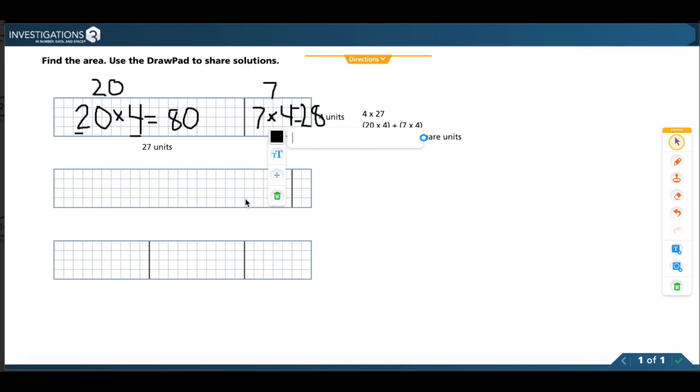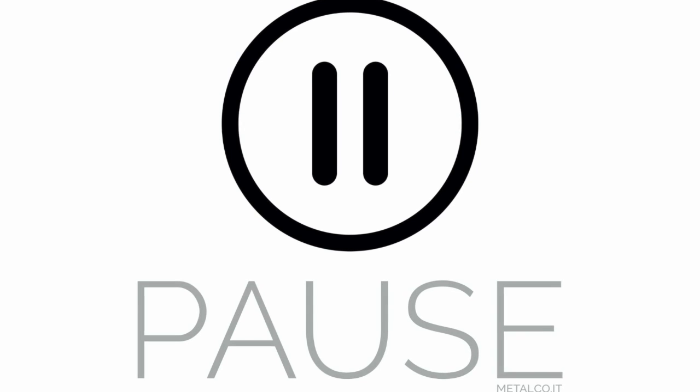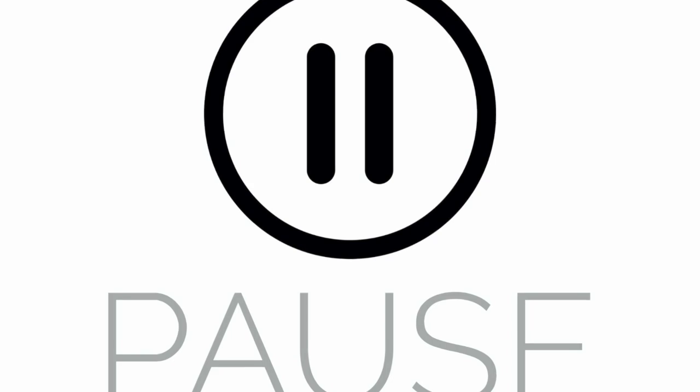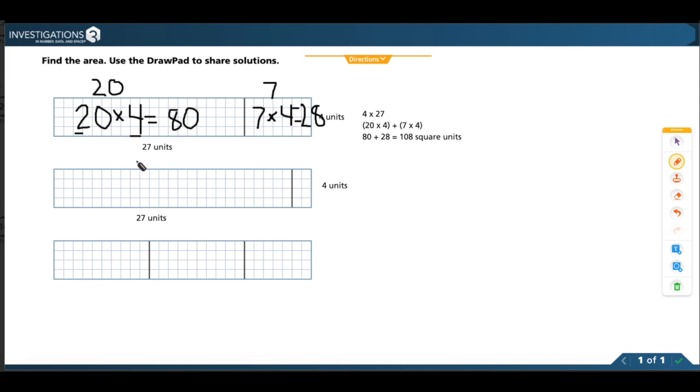I know that my units are the same for this array, so it's 27 units is the length and 4 units is the width. Pause me and think about how they broke apart this array to make it easier for them to solve. What they did is they broke it up into 25 and 2. So my equation would be 25 times 4 over here. Pause me and figure out what 25 times 4 is.